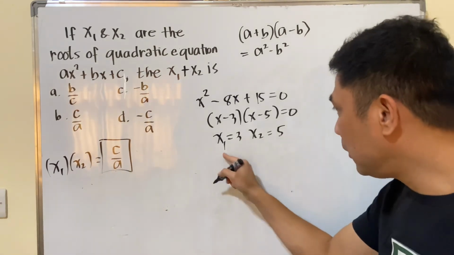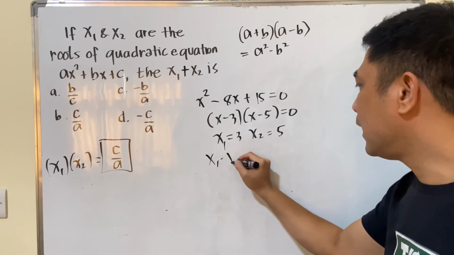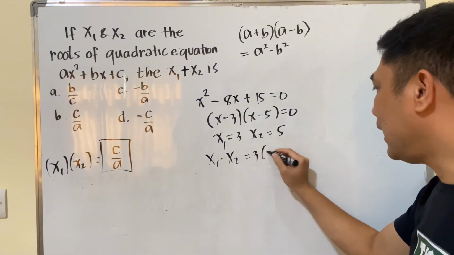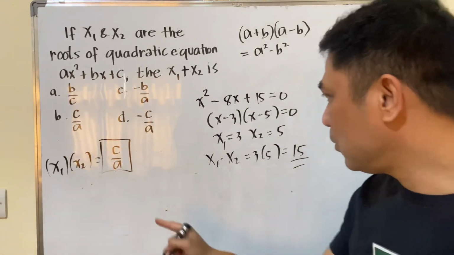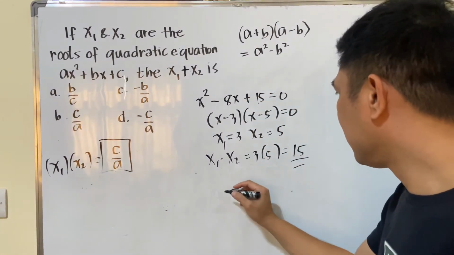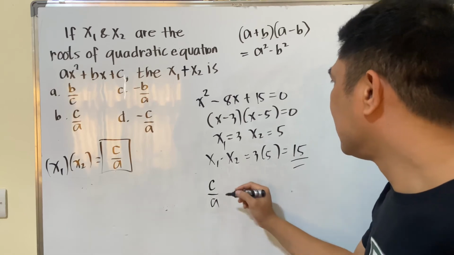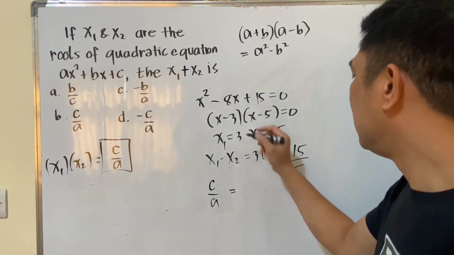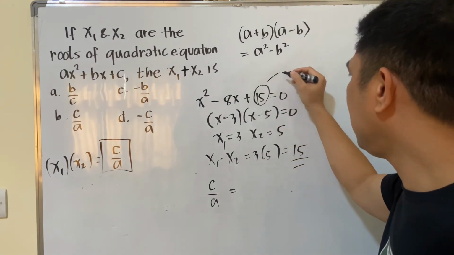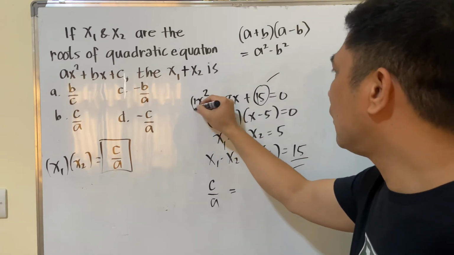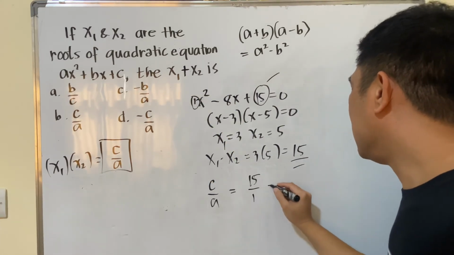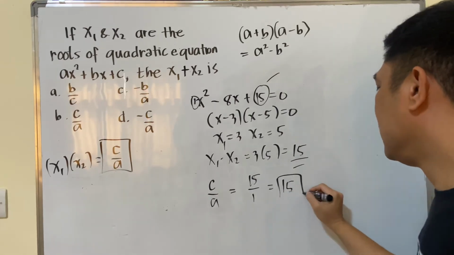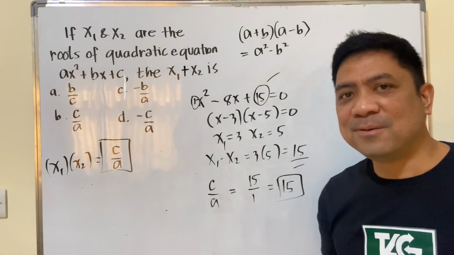So that means if you multiply x1 times x2, it will be equal to 3 times 5, which is equal to 15. So if you try to apply this formula, you'll get c over a, which is equal to, our c here is 15, and our a value, the coefficient of your x squared, is 1, so that means 15 over 1, so we get the same answer, which is also 15.